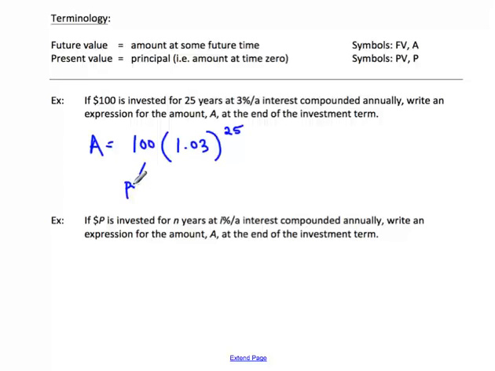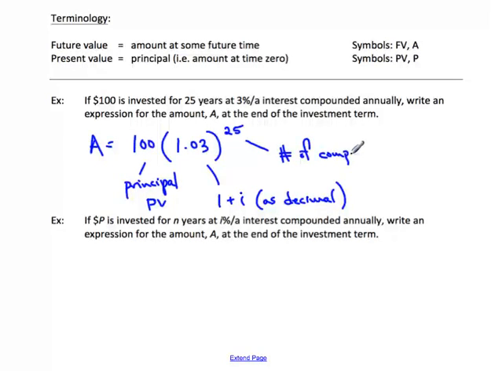This number here is the principal, or the present value. This number is 1 plus the interest rate, and the interest rate is expressed as a decimal. So in this case, 1 plus 3% expressed as a decimal. And the number in the exponent, the number of times we're going to multiply it by, that's the number of compounding periods. And in this case, there's 25 of them. It's not strictly the number of years because, as we'll see shortly, we could be compounding more or less frequently than a year. So think of this as the number of compounding periods.